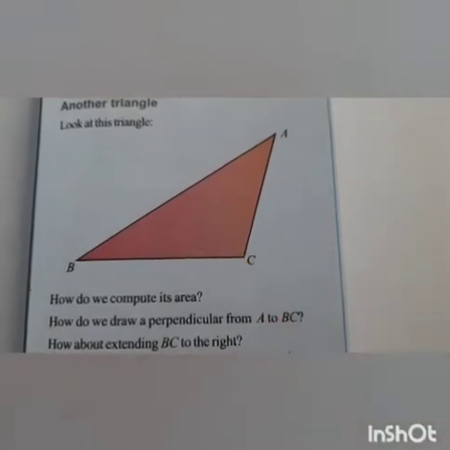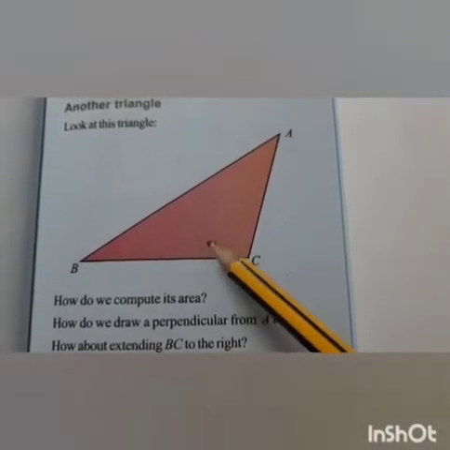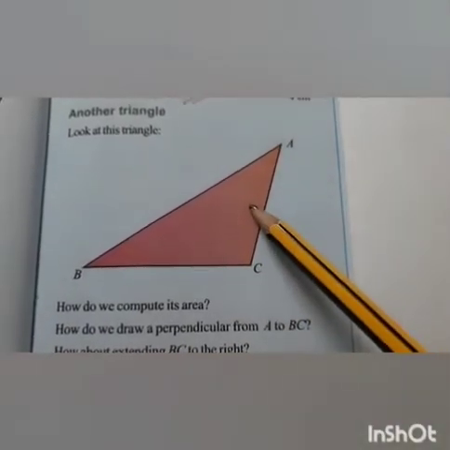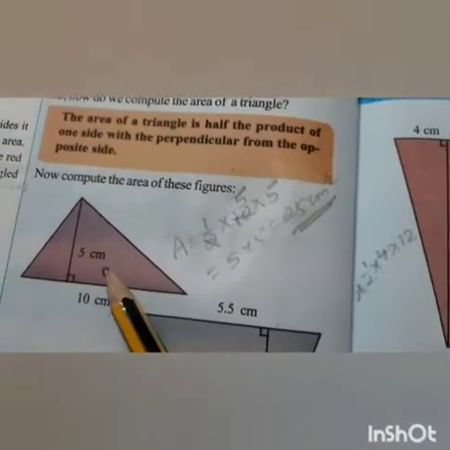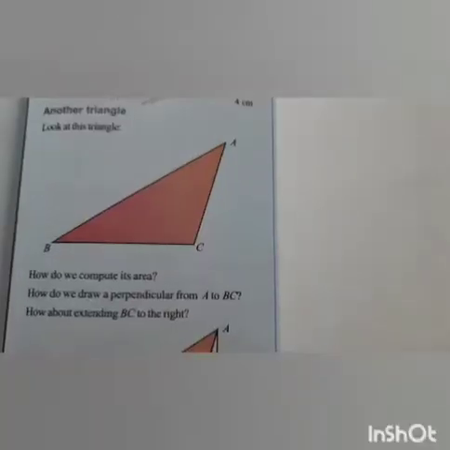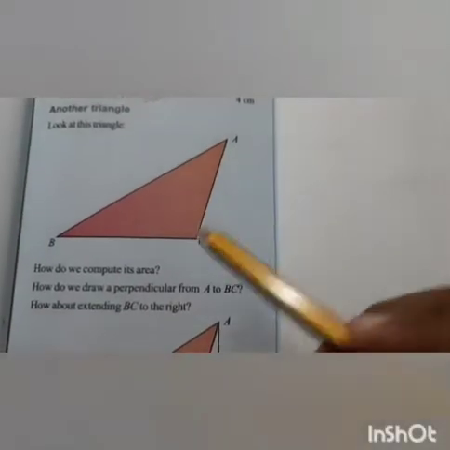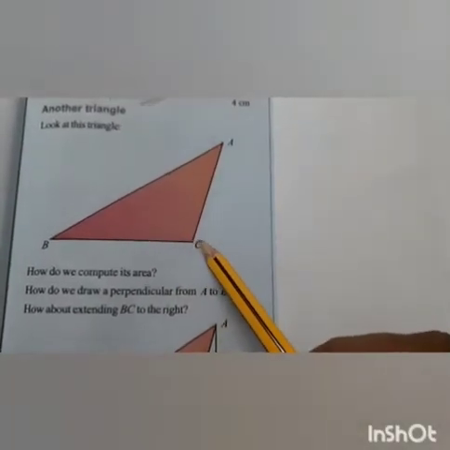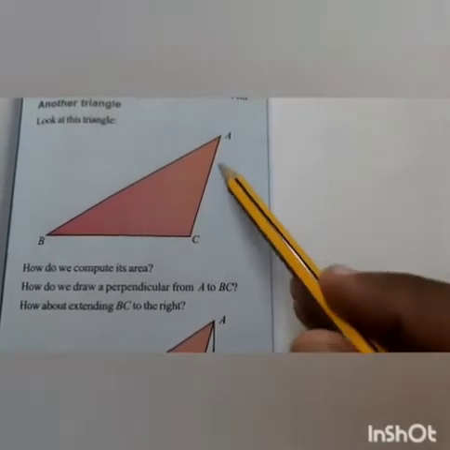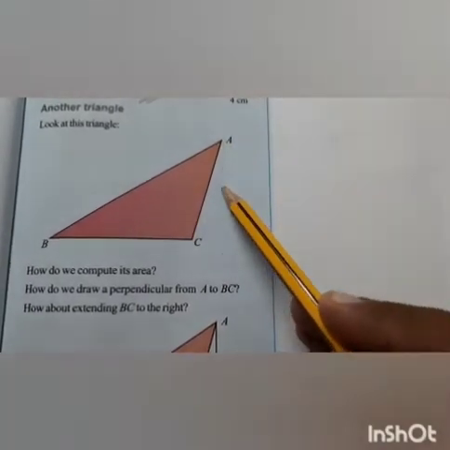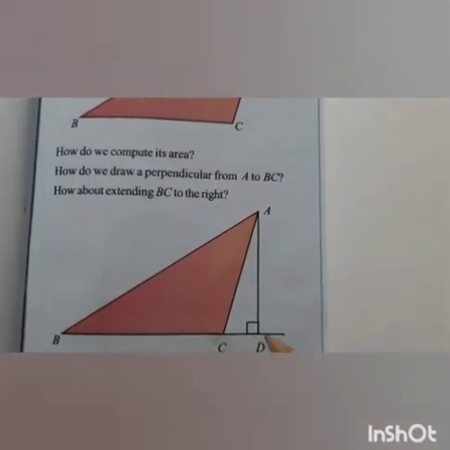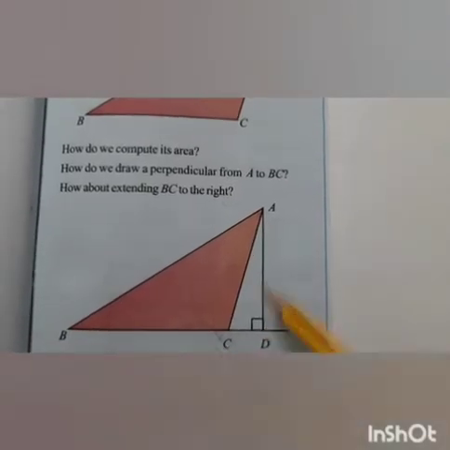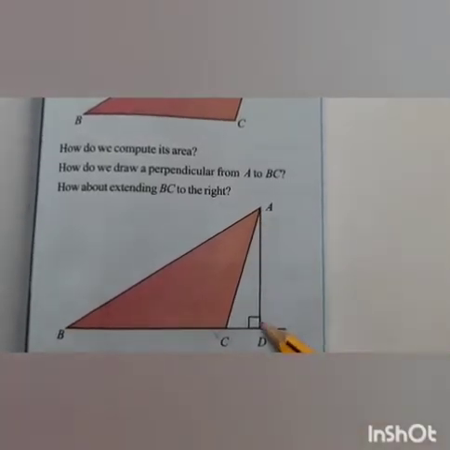Look at this triangle. How will you calculate the area? Is it a right angle? No. And it is not a normal triangle like this one also. So to find the area of this one, first you have to extend BC. Then you have to draw a perpendicular from A to this line. So extend BC, then mark a point D, then draw the perpendicular.